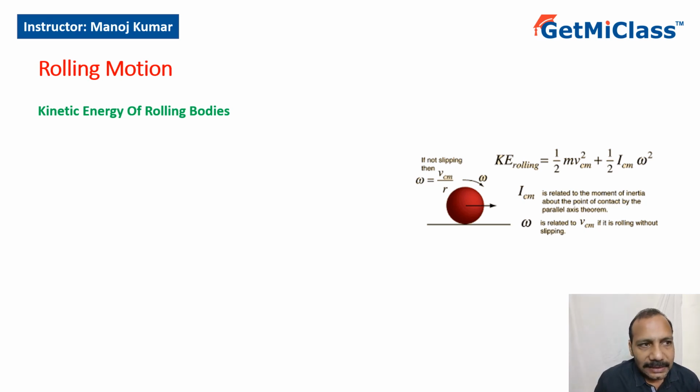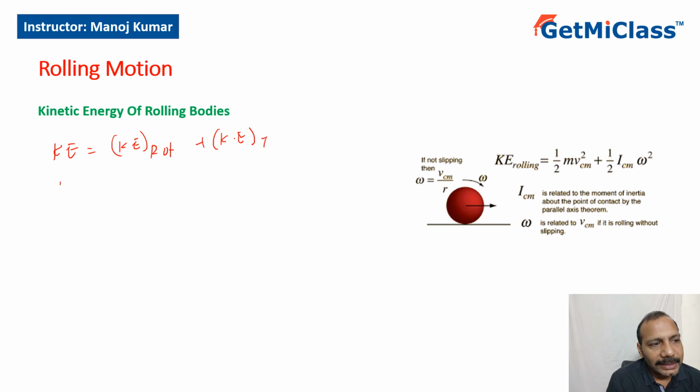Now let's look at the kinetic energy of rolling bodies. Because a rolling body has both translational and rotational motion, it has both kinetic energy of translation as well as kinetic energy of rotation. So, as it is written here, kinetic energy of rolling body equals kinetic energy of rotation plus kinetic energy of translation. Kinetic energy of rotation is given by half I omega square, and kinetic energy of translation is given by half mv square.